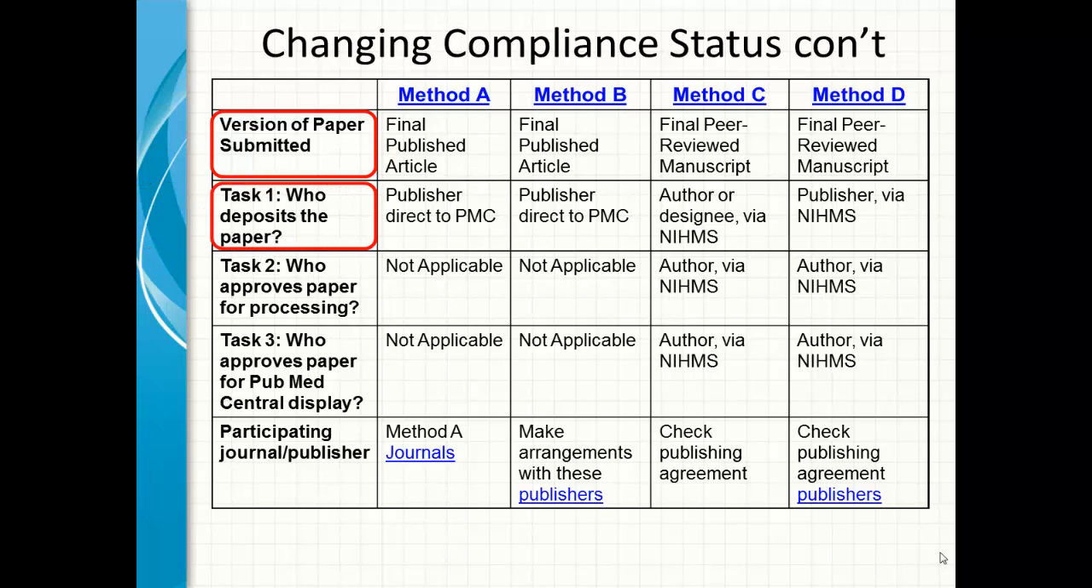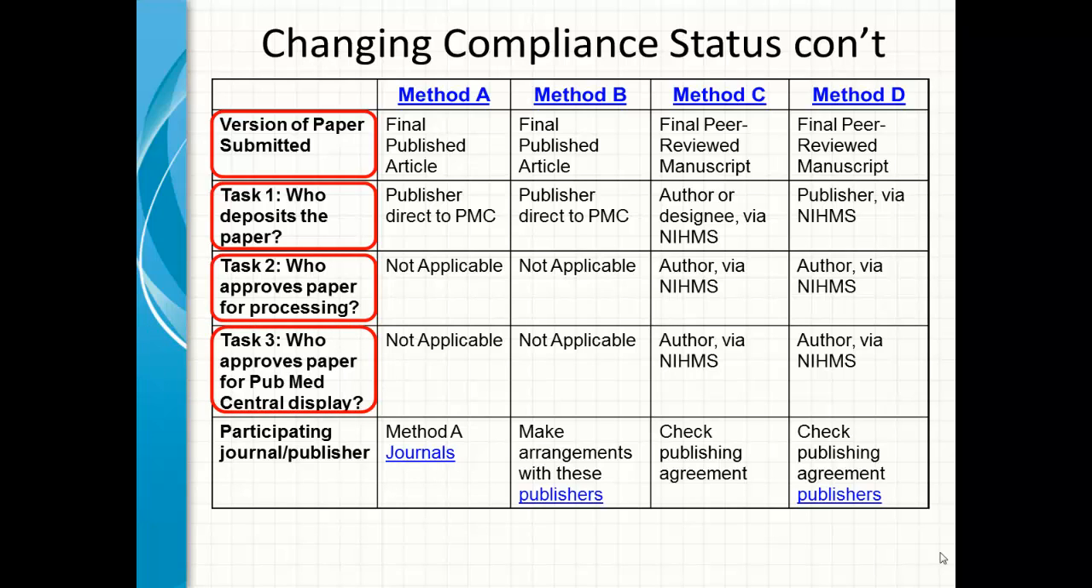Who is responsible for the task of depositing the paper? Method A and B, the journal takes care of it. And in method C, the author goes through the NIH manual submission method. In method D, the publisher does the same. Who is responsible for approving the paper for processing? This is not the final approval. Method A and B, there is no processing because it's already in PDF format. In C and D, the author has to see what it looks like.